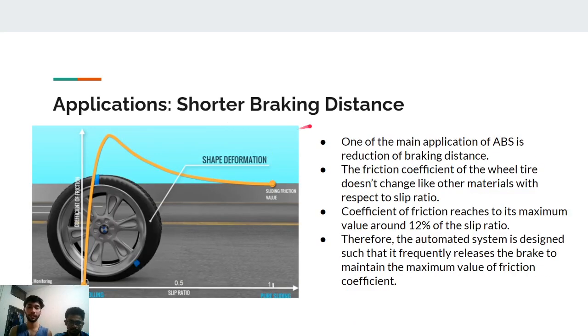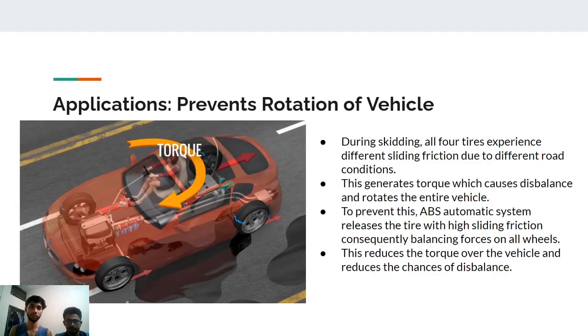Next is the short braking distance. One of the main applications of the ABS is reduction of the braking distance. The friction coefficient of the wheel tire doesn't change like other materials with respect to the slip ratio, as shown in the diagram. The coefficient of friction reaches its maximum value around 12% of the slip ratio. Therefore, an automated system is designed such that it frequently releases the brake to maintain the maximum value of friction coefficient, which shortens the braking distance.